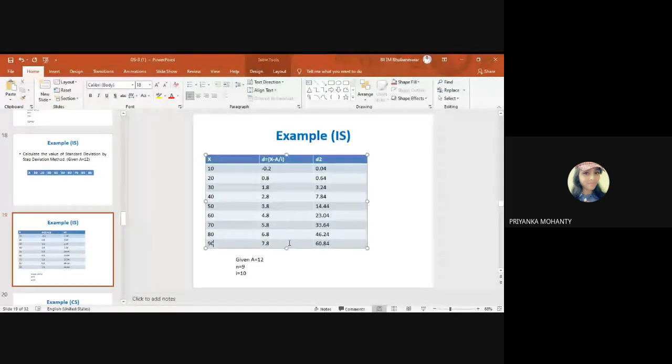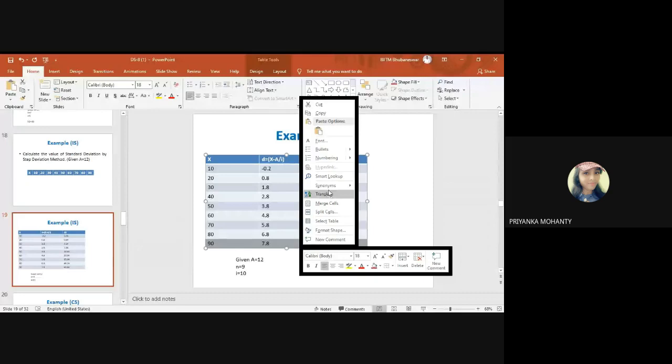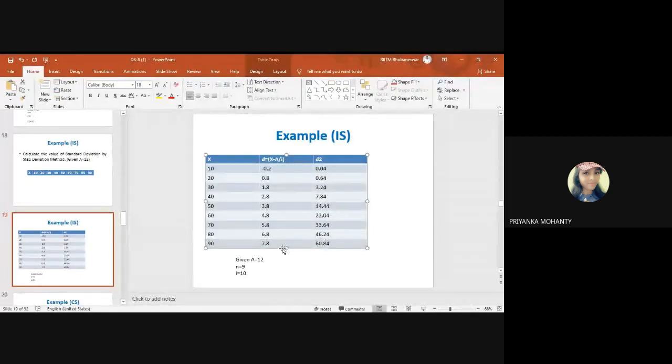After that, proceed to calculate the sum of D and the sum of D square. I will write it on the side. Sum of D here is 34.2. And sum of D square is 189.96. Got the value of sum of D square.